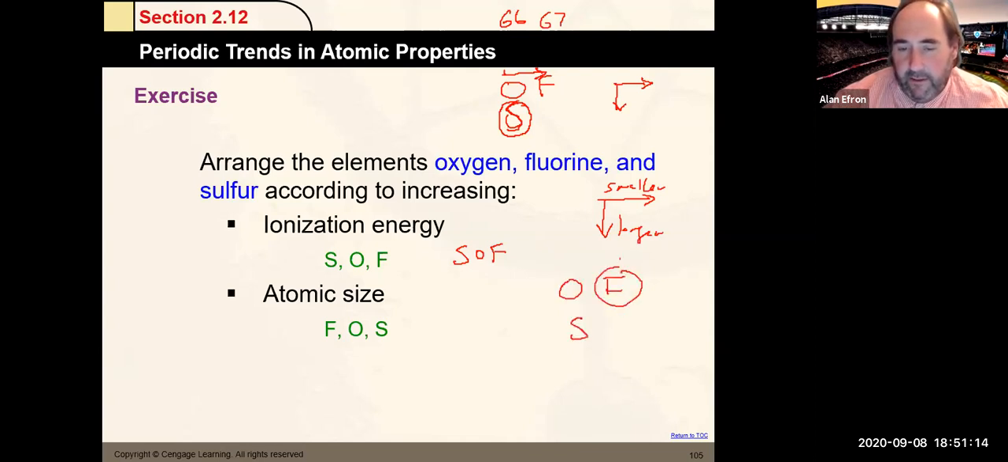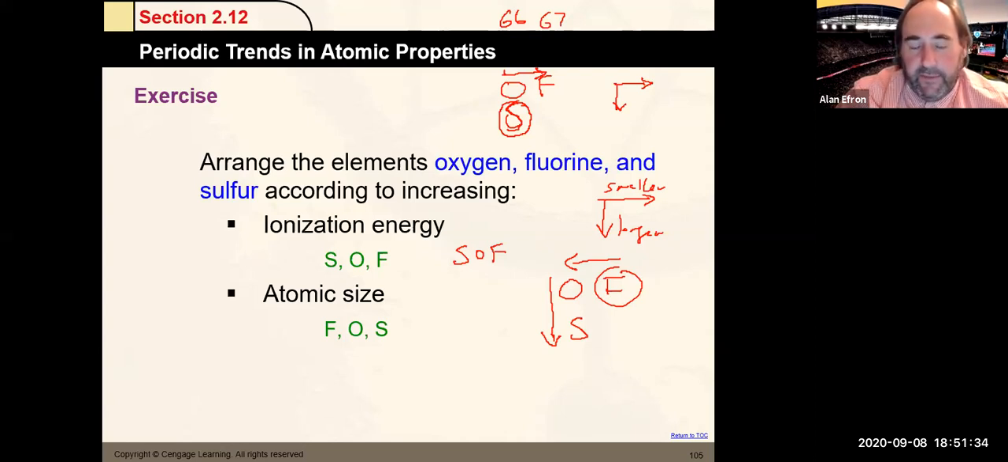It's going to be smaller. This would be larger, and then coming down would be larger as well. So FOS there, which is what they have there, is the correct order. Question on periodic trends or anything of that nature there?